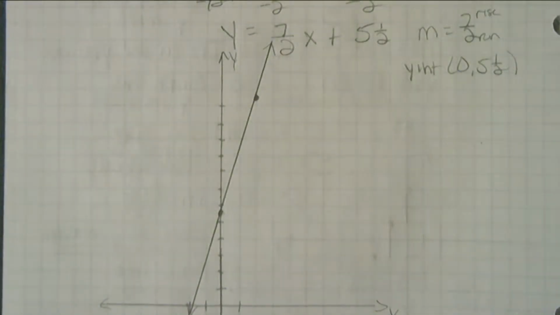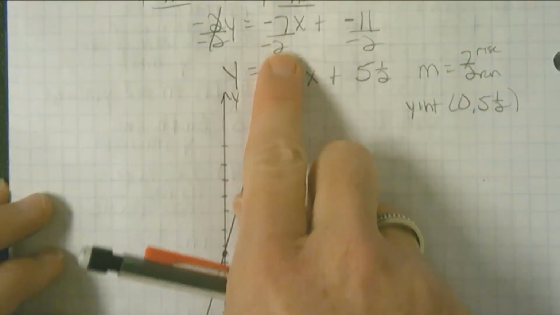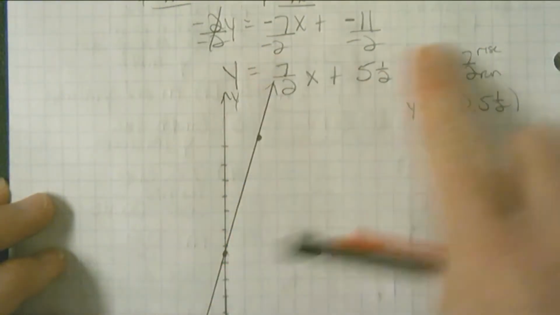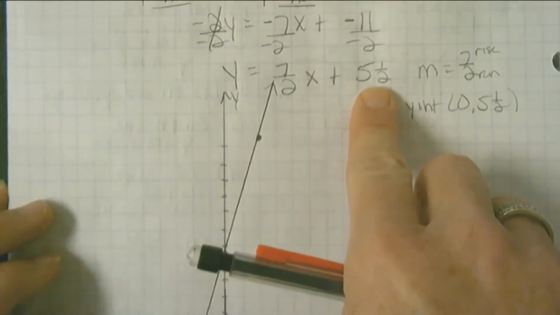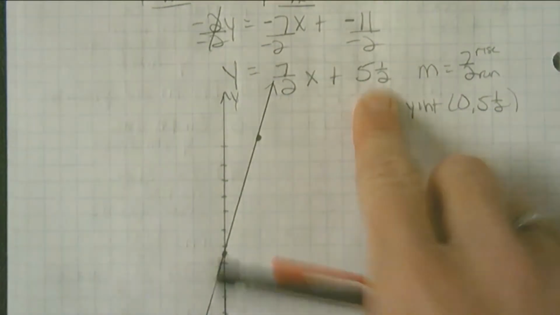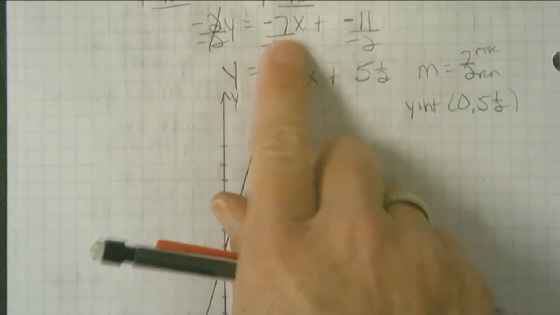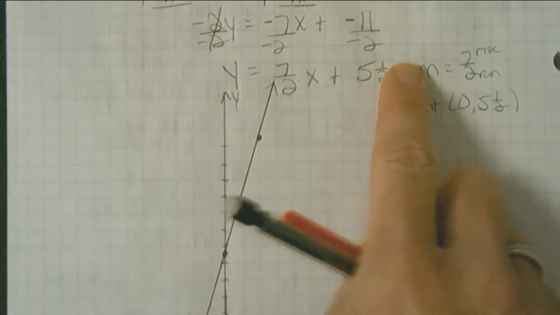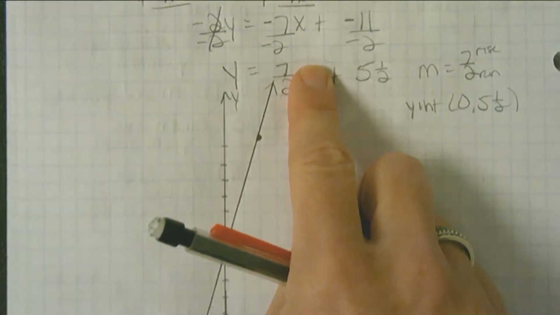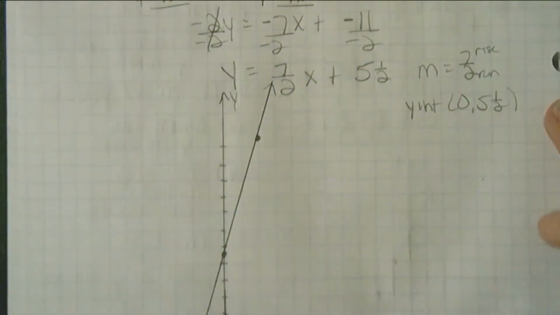Natalie, what did I say? It is 7 over 2. 11 is my y-intercept. That's okay. I'm so glad you're checking me because I make mistakes all the time. So my slope was, well, I started with -7x plus -11, and I divide everything by -2. So my slope is a positive 7 over 2. My y-intercept is 11 over 2. Thank you for checking me, though.